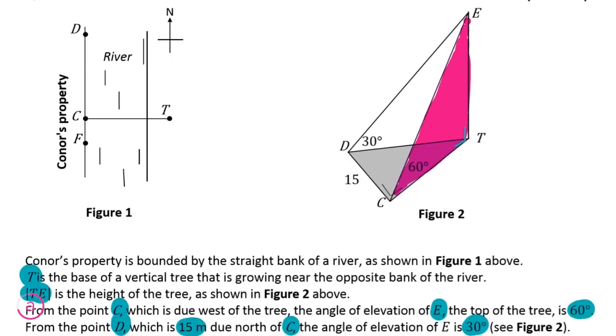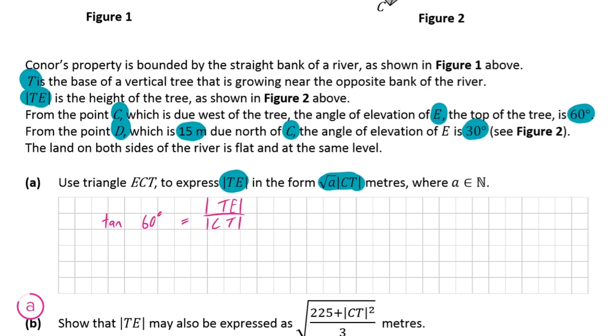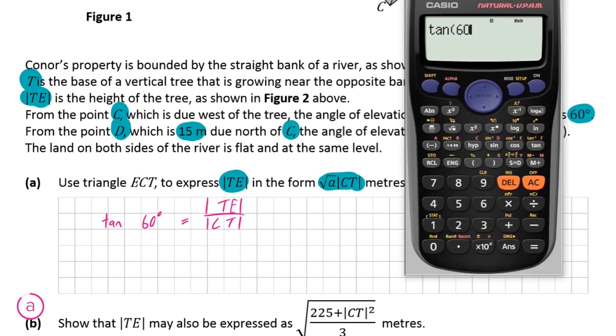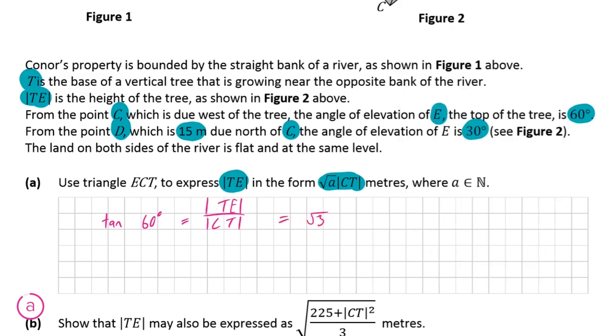Given that, and since we're trying to relate TE, which is opposite the 60 degrees, to CT, which is adjacent to the 60 degrees, we're going to use tan 60 is equal to the opposite over the adjacent. So tan 60 degrees is equal to TE over CT. We can use the calculator to figure out the value of tan 60, and the value is root 3. So TE over CT is equal to root 3, and we can multiply across by CT. We can see that TE is equal to root 3 CT. And that's it for part A. That's worth 10 marks.